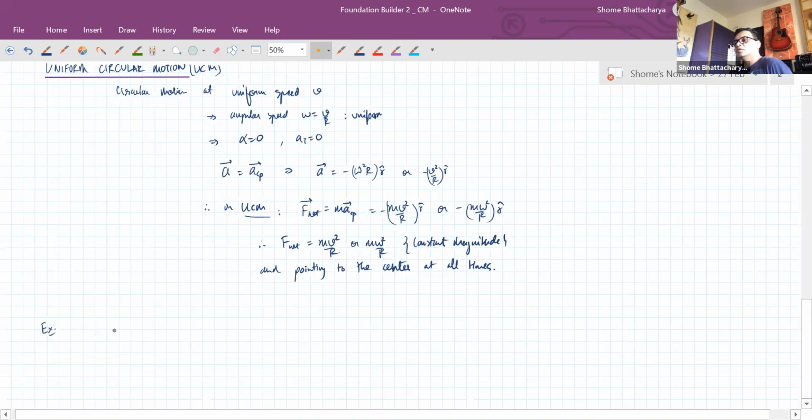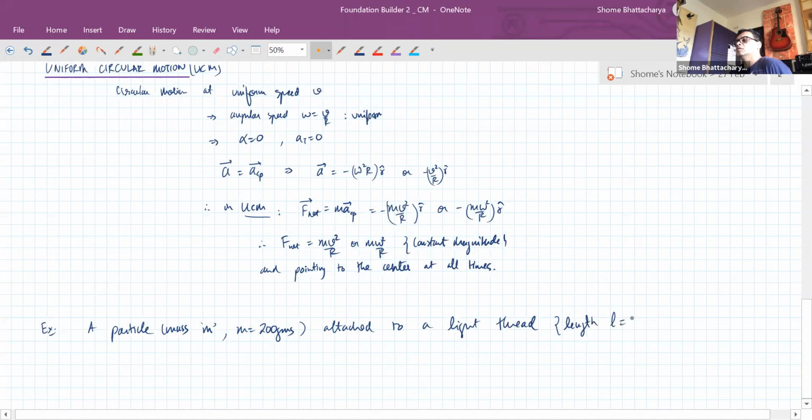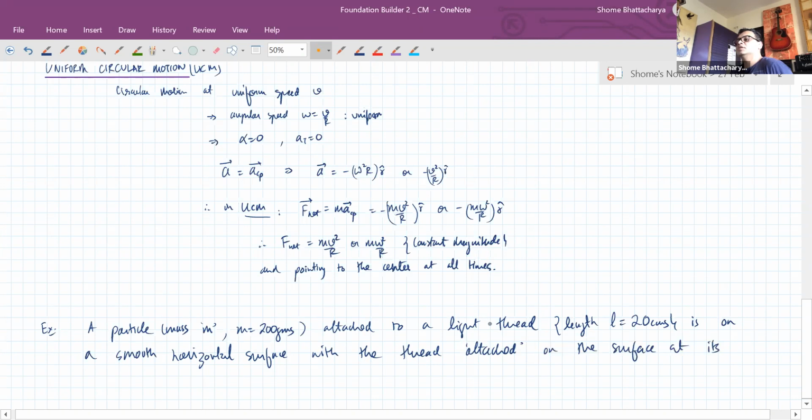So suppose we have this situation: a particle of mass m, let's say m is equal to 200 grams, attached to a light thread of length 20 centimeters, is on a smooth horizontal surface with the thread attached on the surface at its other end.